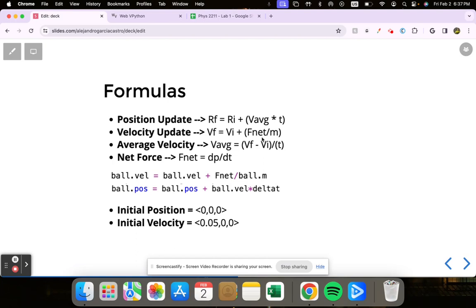The average velocity formula is just Vf minus Vi over t, and the net force can be stated as ma or as changing momentum over changing time. The initial position is 0, 0, 0, and the initial velocity is 0.05, 0, 0.